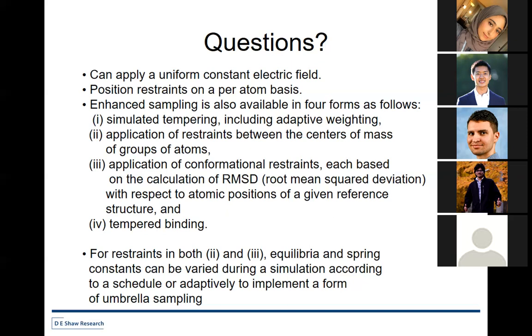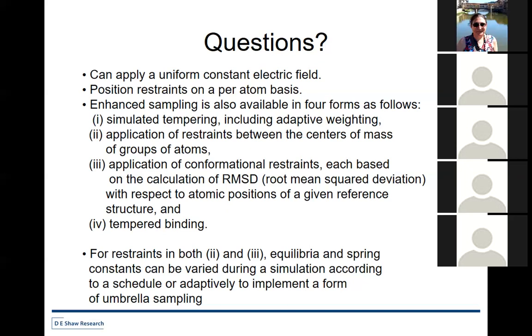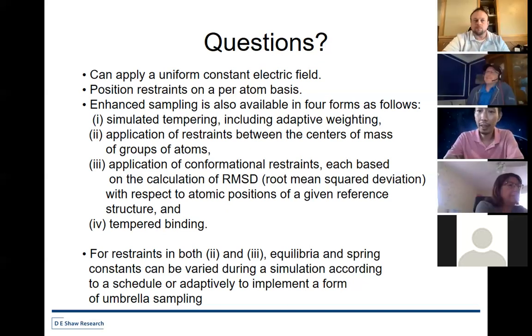Murtaza also asked the question, can string method with swarms of trajectories be done on Anton? I mean, you could probably implement something to do it because that method doesn't really rely on any enhanced sampling per se, other than having to restrain at some point. But we don't have it natively implemented as a method.